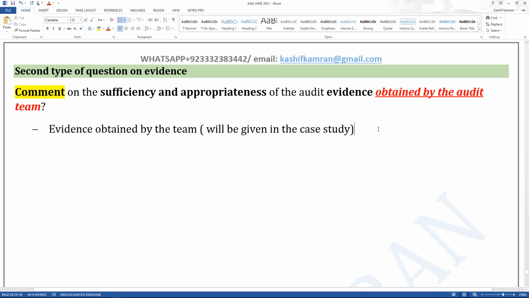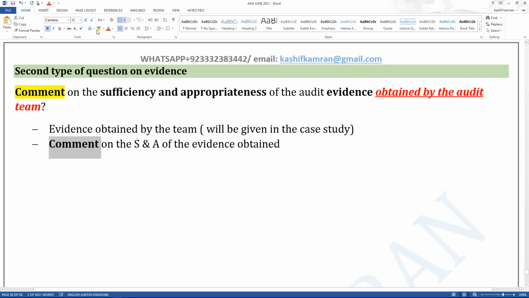Now, what you need to do, you will read the evidence they have obtained. It might be right, it might be wrong. They might have obtained the right evidence, they might have obtained wrong evidence. So you need to comment on the sufficiency and appropriateness of the evidence obtained. I'm using the short form S&A. I hope you can understand that. S&A is sufficiency and appropriateness of the evidence obtained. You need to comment on it.